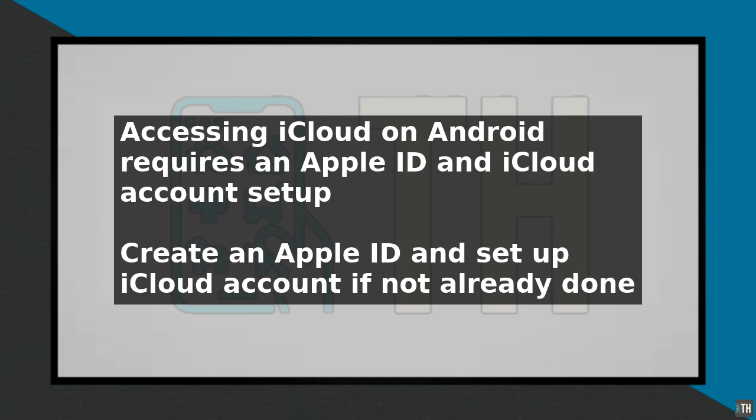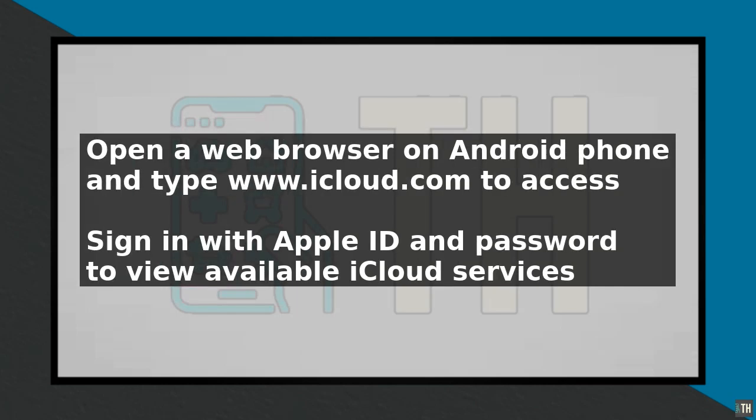ID and password. Once you have signed in, you will see a list of available iCloud services, including Mail, Contacts, Calendar, Photos, and more. You can access any of these services by clicking on the corresponding icon. For example, if you want to access your iCloud photos, click on the Photos icon and you will be able to view and download your photos.